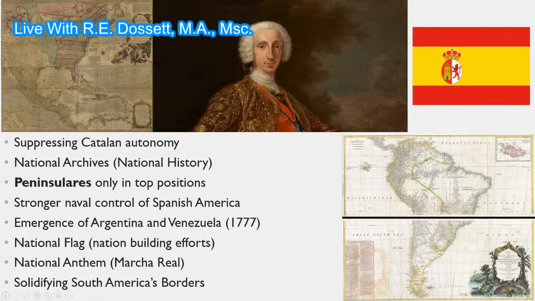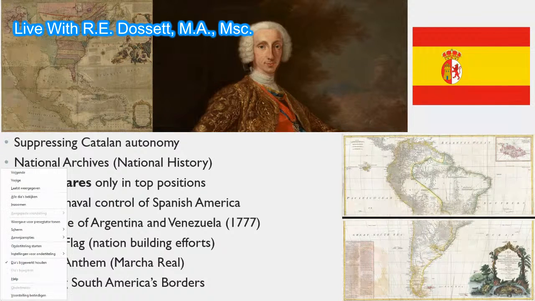But anyway, this guy also came up with a national flag for all the Spanish people. He also came with a national anthem called the Marcha Real, which is still the national anthem of Spain till this day. And he also solidified South America's borders because back then there were no clear borders between Portuguese America and Spanish America, especially in the south, near Uruguay, there were conflicts between what belonged to Portugal, what belonged to Spain. He solidified them in several treaties. And he managed to do that without much political conflict. This guy was like a celebrity during his era.